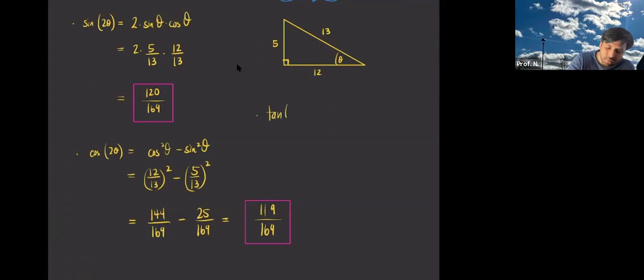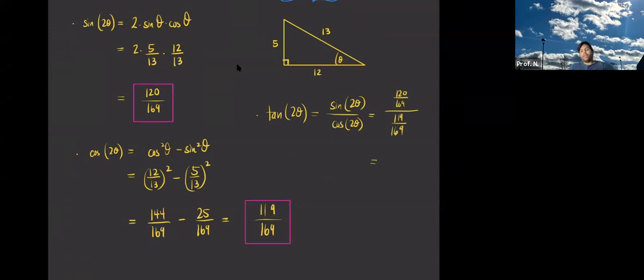And what is tangent of twice the angle? Tangent is sine of twice the angle over cosine of twice the angle. So sine is 120/169, and cosine is 119/169. What happens when you have a fraction divided by a fraction? You multiply by the reciprocal. 120/169 multiplied by 169/119. The 169s cancel, and I'm left with 120/119. That's tangent. And voila.